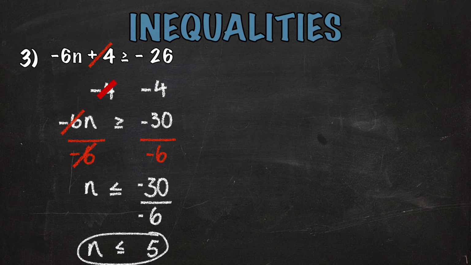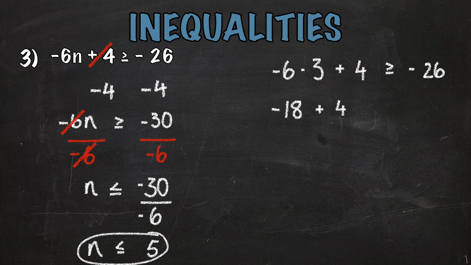When you divide by two negatives, they cancel each other out. So it follows a similar rule as when you divide and multiply by the same number, they also cancel each other out. Let's check this by substituting n as a value less than 5. So let's use 3. Minus 6 times 3 plus 4 is greater or equal to minus 26. Minus 6 times 3 gives us minus 18. Plus 4 is greater than or equal to minus 26. Minus 18 plus 4 gives us minus 14, which is greater or equal to minus 26, which means it's correct.